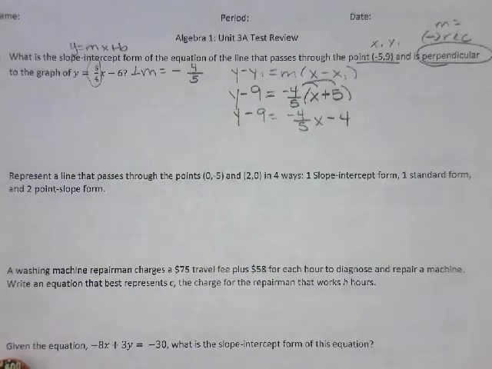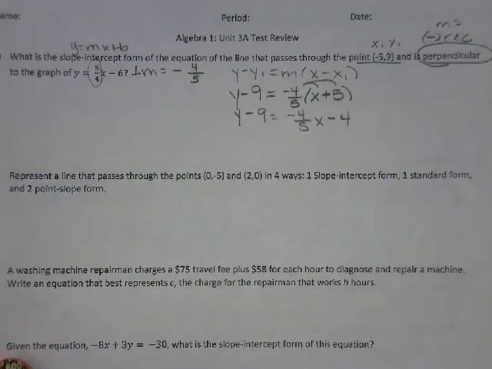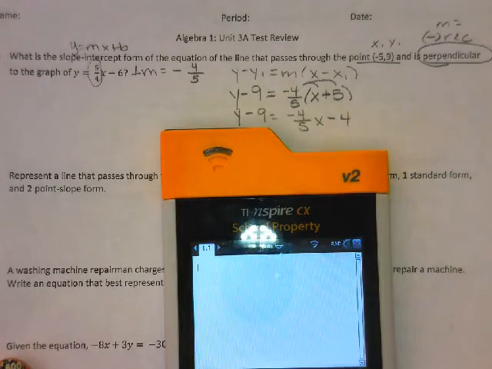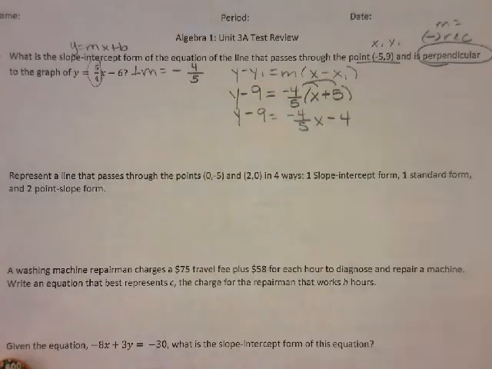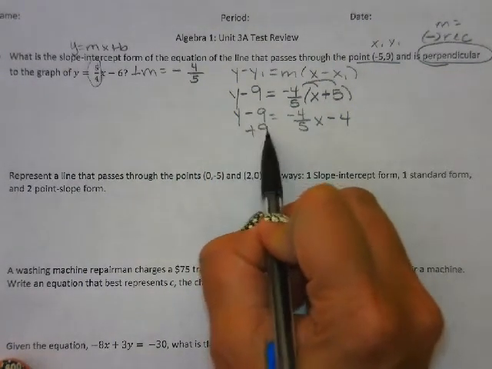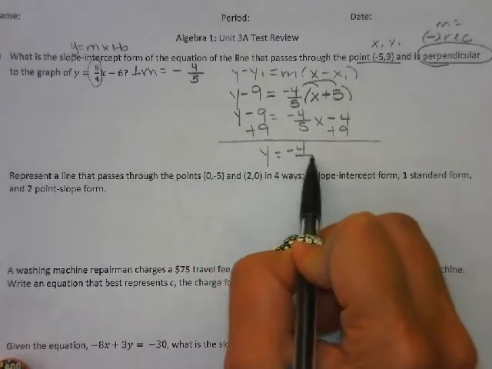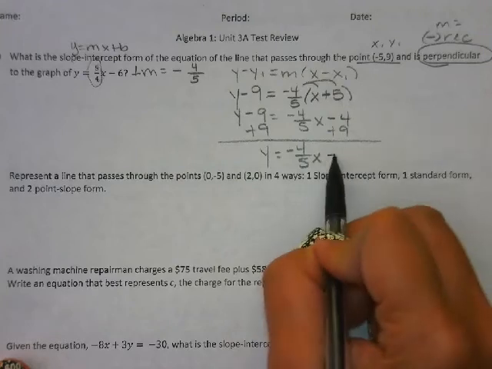If you are unsure of that, you can always go to your calculator and plug that in. So we could say -4/5, parentheses, or just times. You don't actually need parentheses, times 5, -4. So don't be afraid to double check. We're going to add 9 to both sides to get that y by itself. Y equals -4/5 x plus 5.